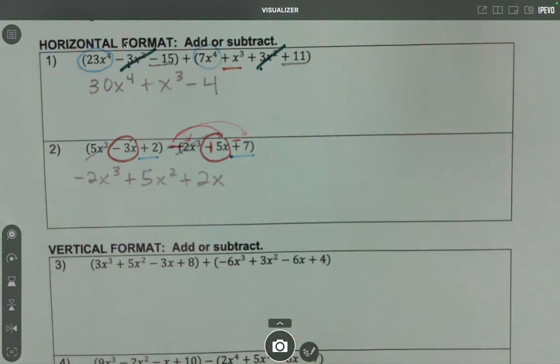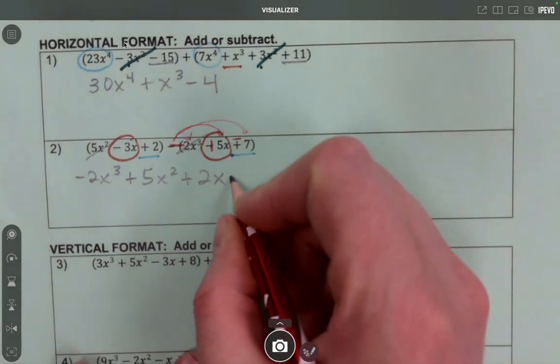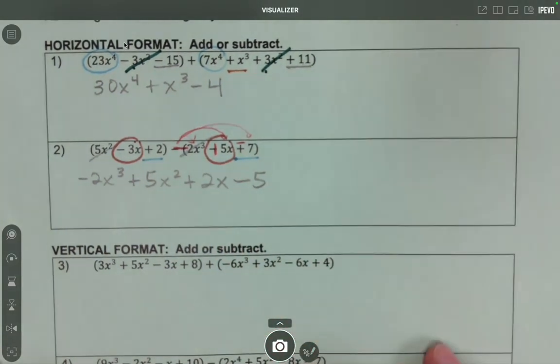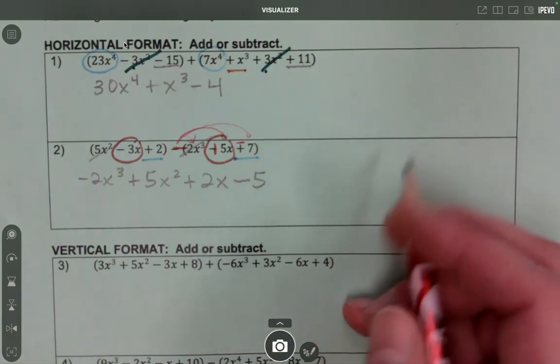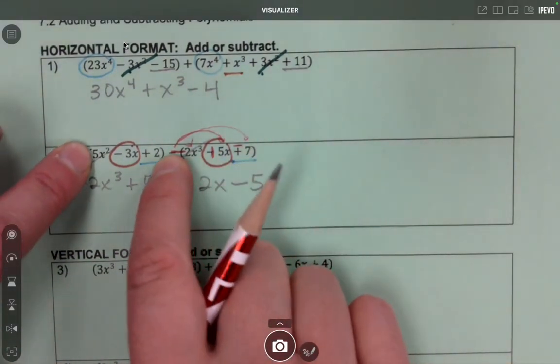So 2 minus 7, or 2 plus negative 7, is a negative 5. And so I'm going to write minus 5 here. So we're done on the first two. And again, this is review. The only thing that's different is having these parentheses around things.